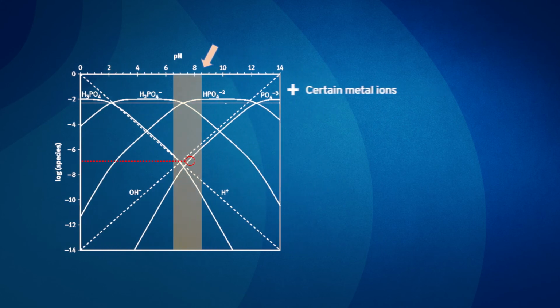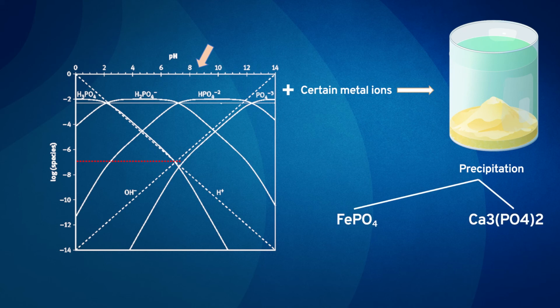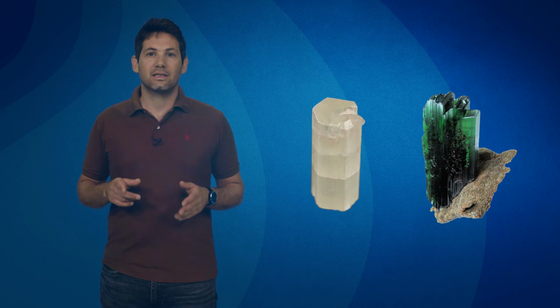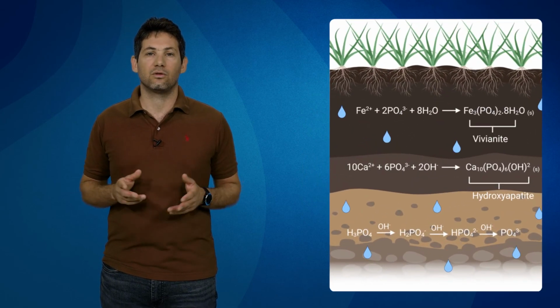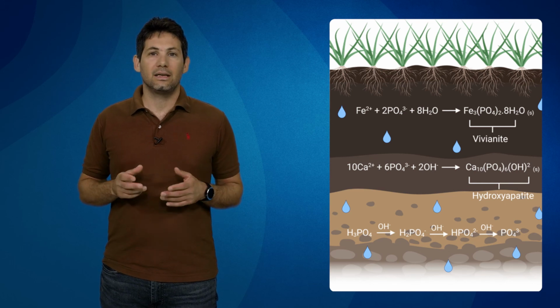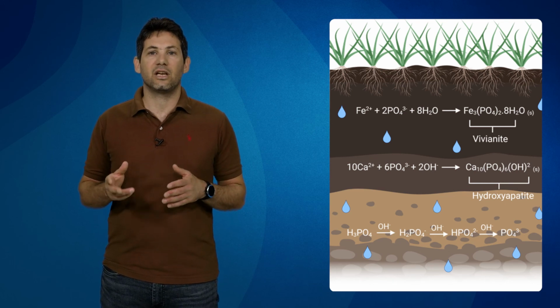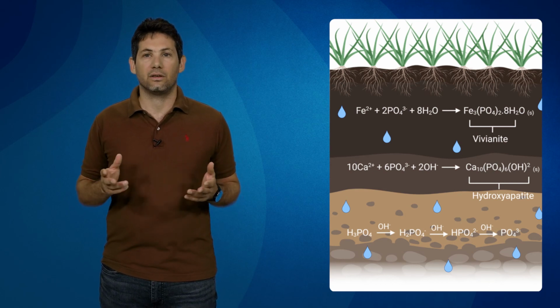When phosphate reacts with certain metal ions, solid mineral phases can precipitate out of the solution. Iron phosphate and calcium phosphate minerals are particularly important because of their low solubility. Hydroxyapatite and vivianite are examples of such minerals. Once phosphate ions are removed from the solution, the system will maintain acid-base equilibrium. This means that more phosphate ions will be generated through proton dissociation, and the precipitation will continue.